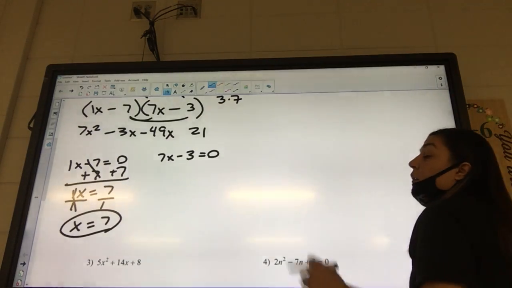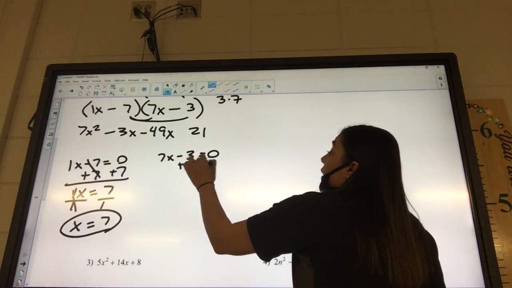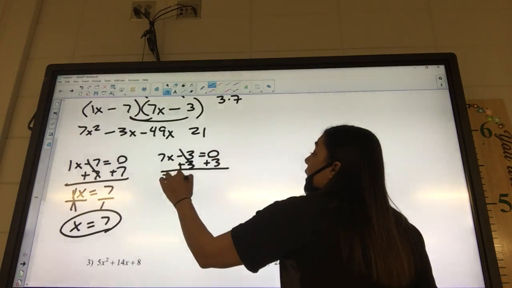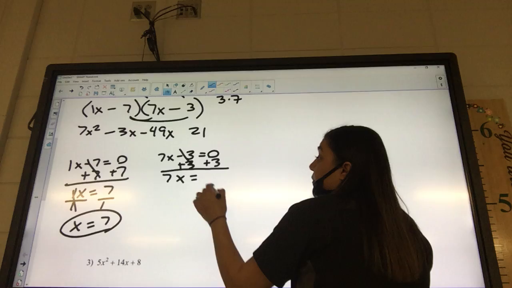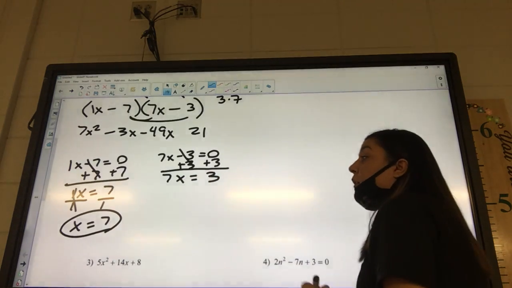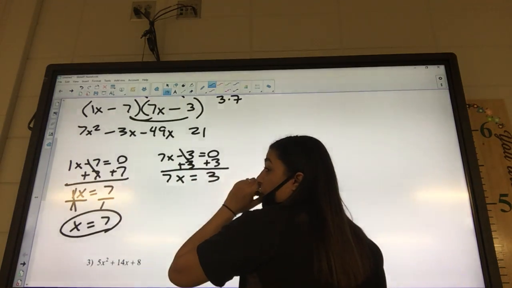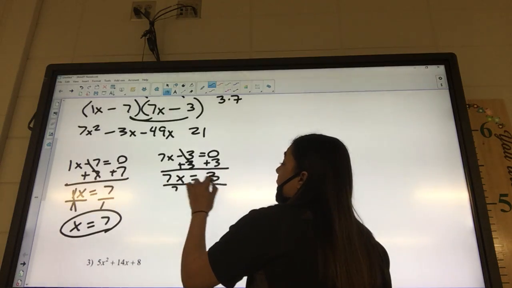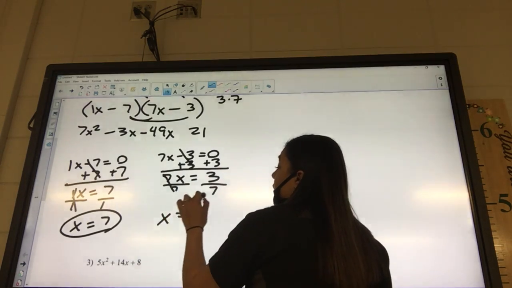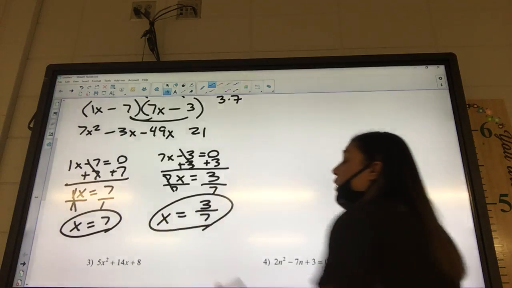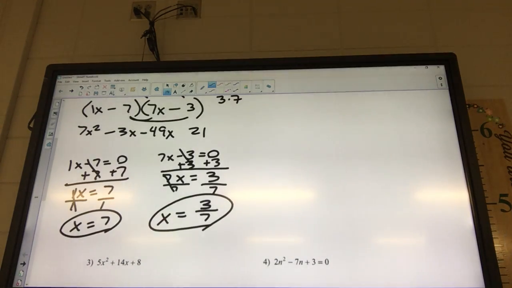Do plus 3 on both sides. Okay, so you're going to have a 7x equals, what's 0 plus 3? 3. And then divide what? 7. Divide everything by 7. X equals 3 over 7. Remember, one of these should always be a whole number, and one of them should be a fraction. The one that's going to be a fraction, leave it as a fraction. If you type it in the calculator and you get a decimal, you know that that one should be the fraction, so you leave it the way it is.